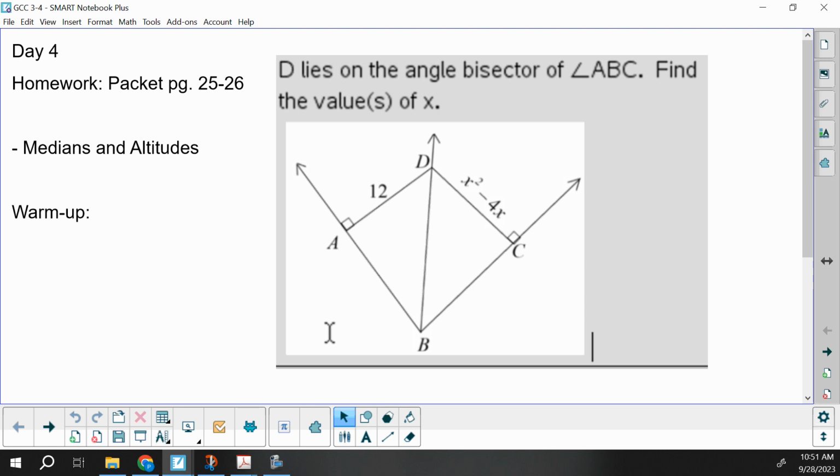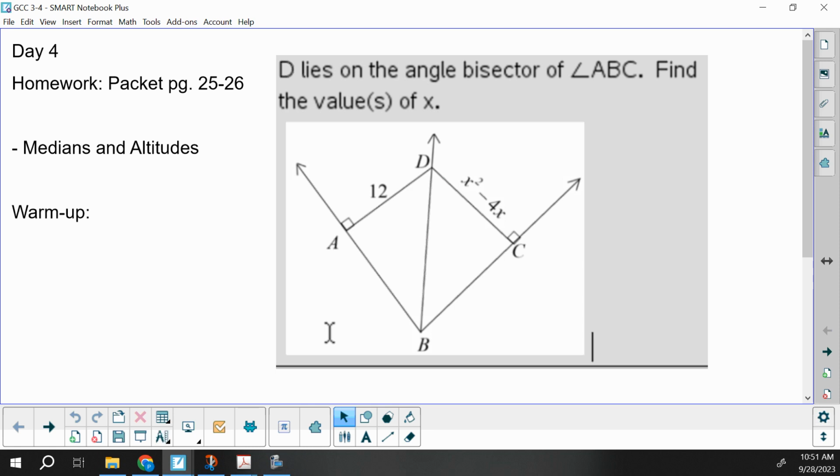Phones should be in the caddy. If they're not there yet, if you could please put them in. Day 4 is our homework for tonight. You can be putting that in your planner. As you're taking your homework out for us to go over shortly, please also take out your compass and straight edge. We will be using those today. And then lastly, we have a warm-up to try.